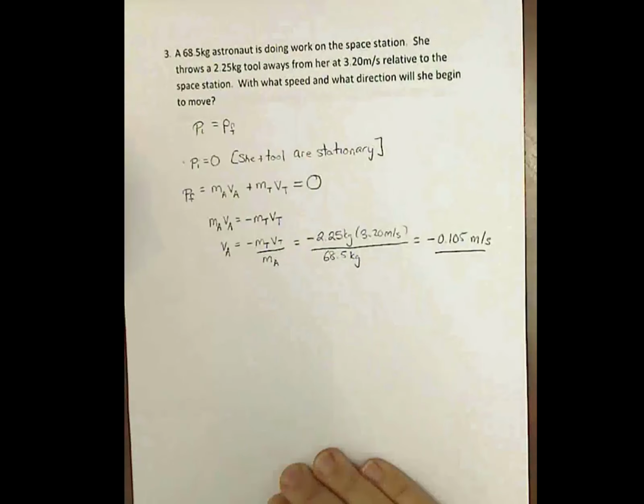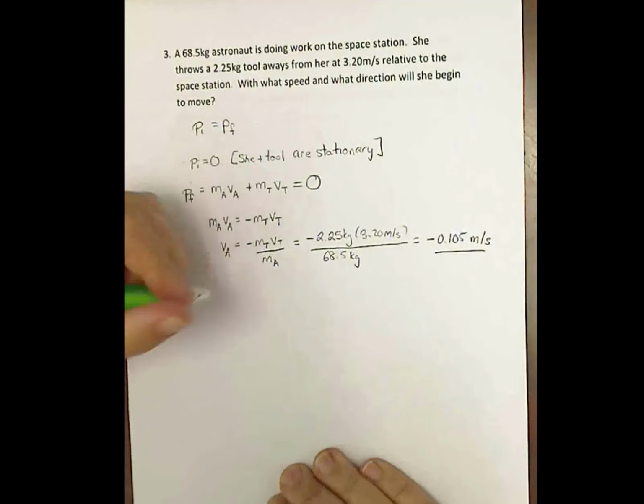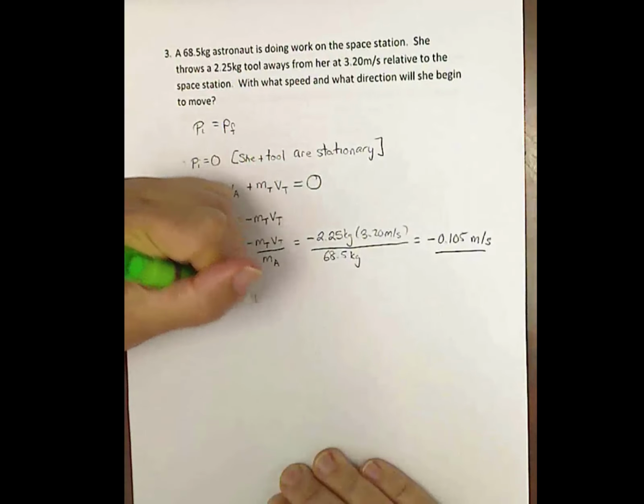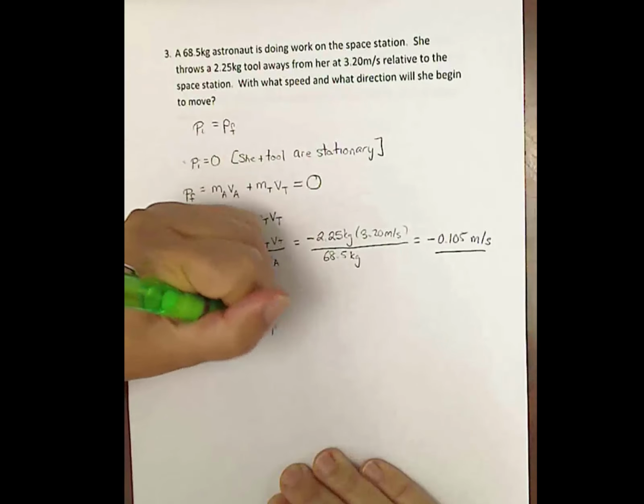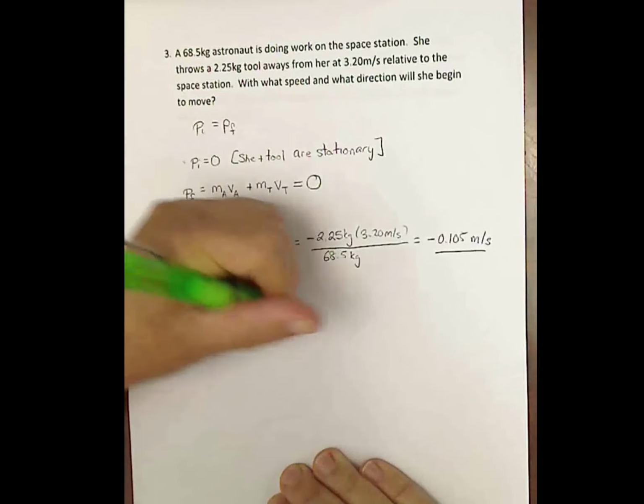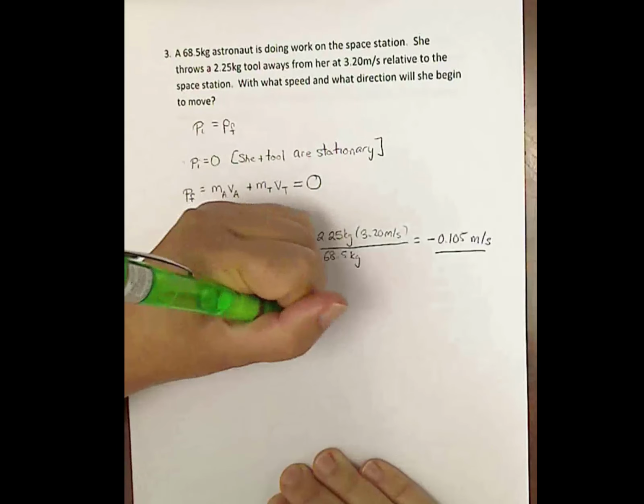Okay. So with what speed and what direction will she begin to move? Well, the speed is 0.105 meters per second. The direction is opposite to the tool. So the tool moves one way, she moves the other way.